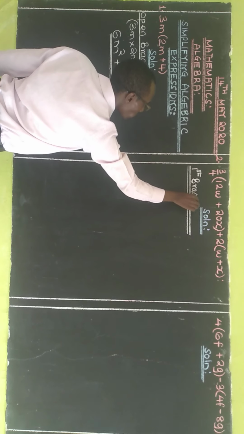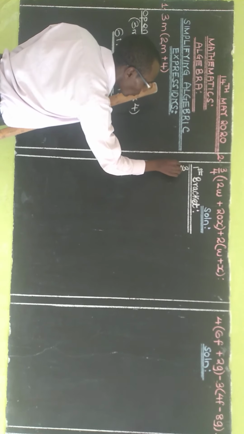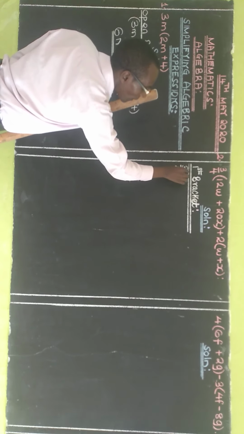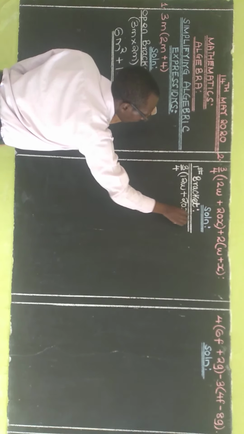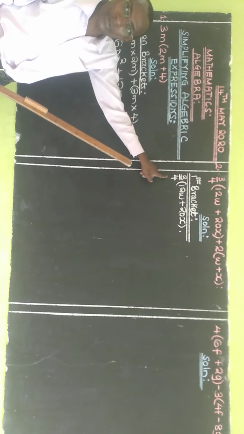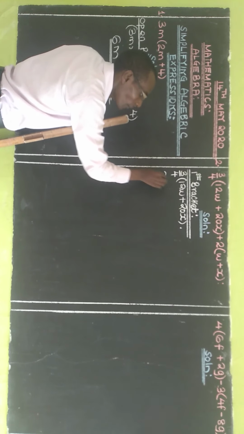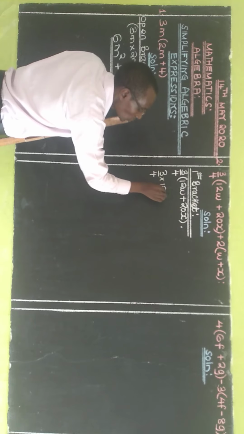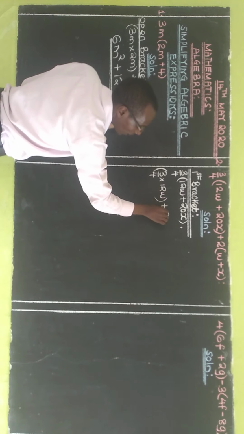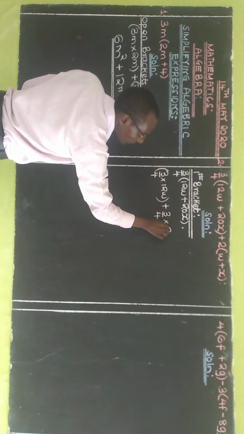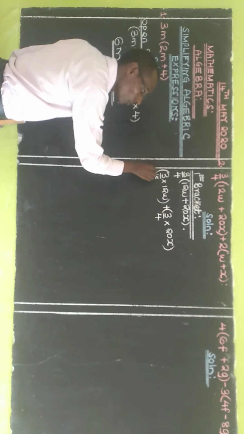In the first bracket, we have 3/4 into 12w plus 20x. So when opening the first bracket, we shall pick the number outside the bracket, which is now 3/4, multiplied by the first one, which is now 12w. That is the first one. We have an addition sign. Then again 3/4 multiplied by 20x, like that.